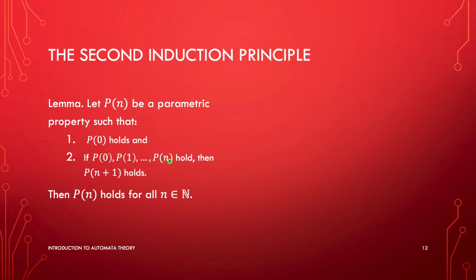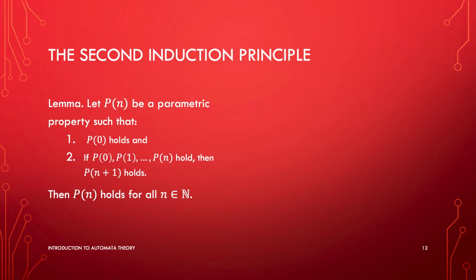Not only that P of n holds like we had before, but in fact P holds for all the values of the parameter up to n. So it holds for P of 0, P of 1, all the way to P of n minus 1 and P of n. If it holds for all of these, then P of n plus 1 holds. So that's the second condition. And so what the lemma says, if you have a property P in such a way that condition 1 is satisfied, condition 2 is satisfied, then P of n holds for all natural numbers n.